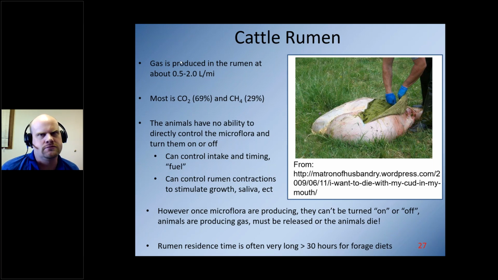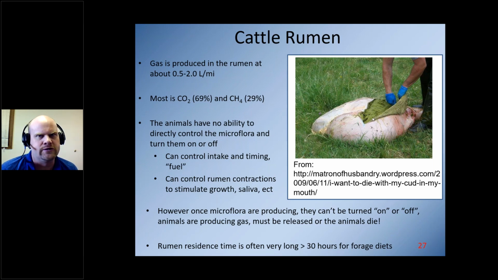One fact is that most of the gas coming out of the rumen is actually carbon dioxide, not methane. The majority gas, about 70%, is CO2, and a much smaller percentage is methane. So the animals are producing both of these gases. Generally, it depends on emissions rate, feed type, and so forth, but at a rate of about 1/2 to 2 liters per minute for the largest animals.